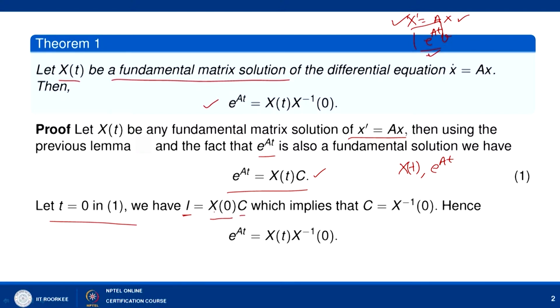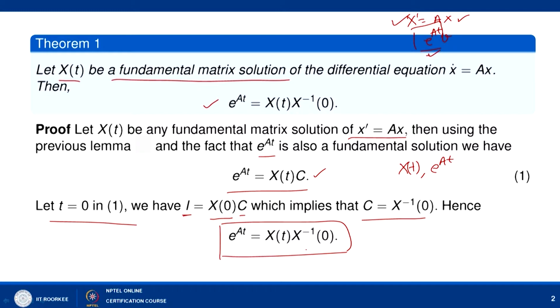Now since x is a fundamental matrix, the determinant of x0 is non-zero, so it means that x0 is an invertible matrix. So multiplying by x0 inverse throughout the equation, we can say that C comes out to be x inverse 0. So once we have the value of x inverse 0, we can write down the fundamental matrix e to power at in terms of xt as e to power at equal to xt into x inverse 0. So this looks like a tiny result, but it is very powerful in the sense that from any fundamental matrix solution you can calculate e to power at by just writing xt into x inverse 0.